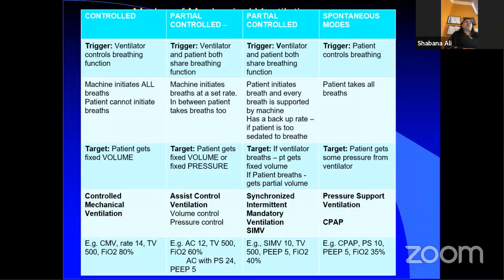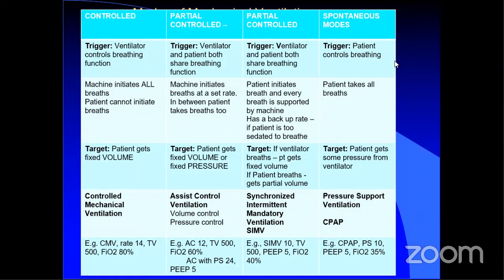Now from the lockdown mode, you are in a smart lockdown. That means you can do something at least to initiate the breathing, right? So the machine initiates the breath at a set rate, and the breaths are shared between the patient and the ventilator. And what is the target? The patient will get either a fixed volume or a fixed pressure.